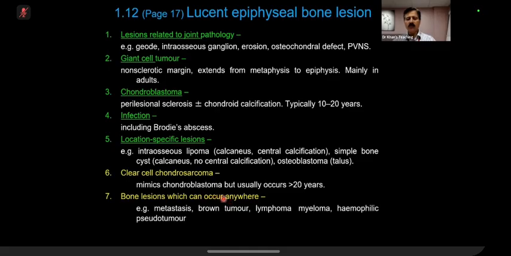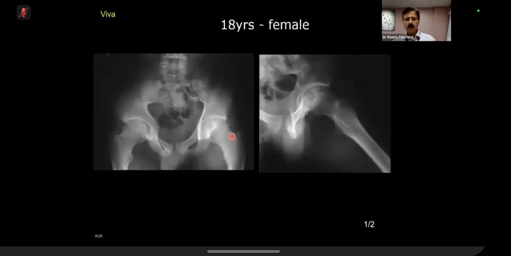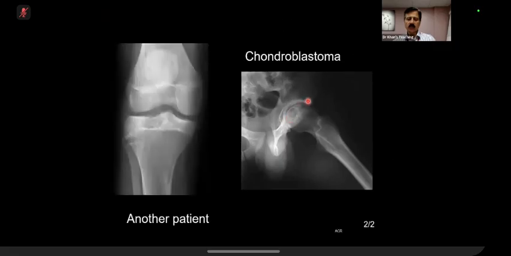Bone lesions which can occur anywhere: things like brown tumor of hyperparathyroidism, metastasis, lymphoma, hemophilic pseudotumor. And I think you can add here Langerhans cell histiocytosis, LCH, which we are going to cover. Another case of chondroblastoma, where you can see that there is a subarticular lucent lesion with sclerosis. And because of the location, that is what it is.